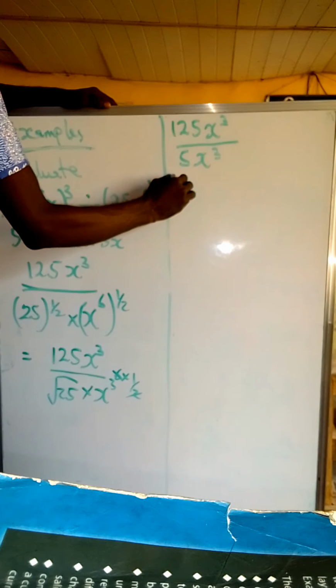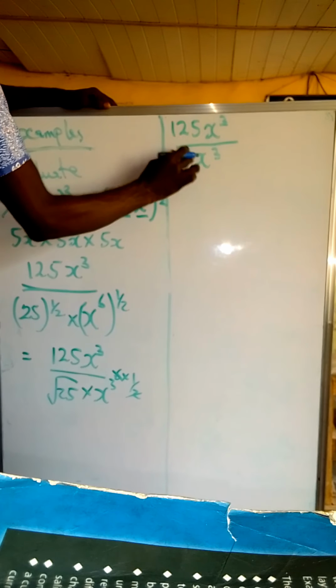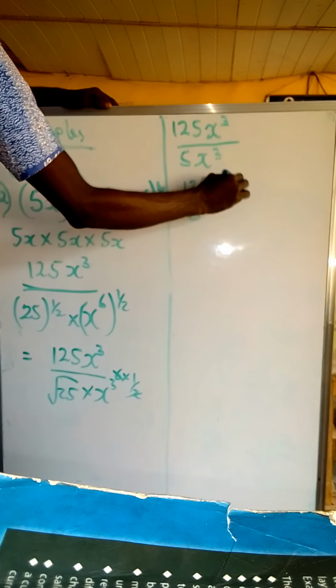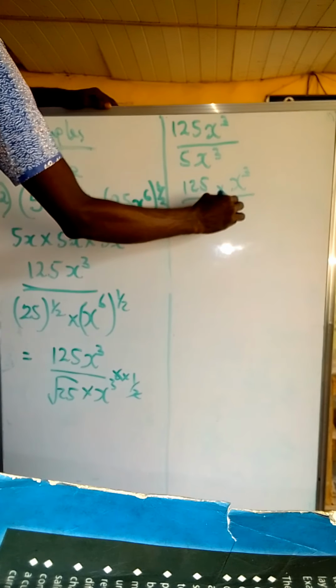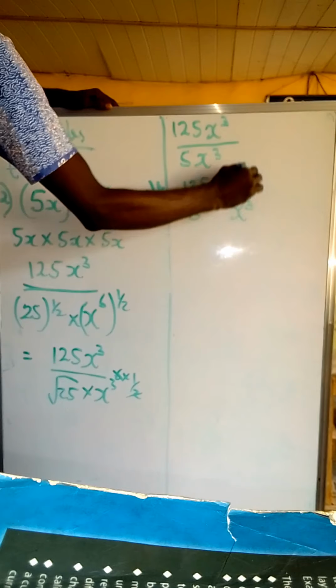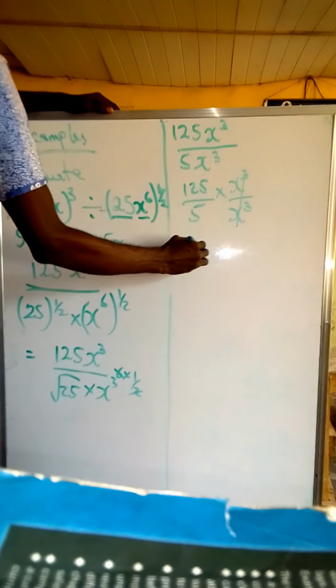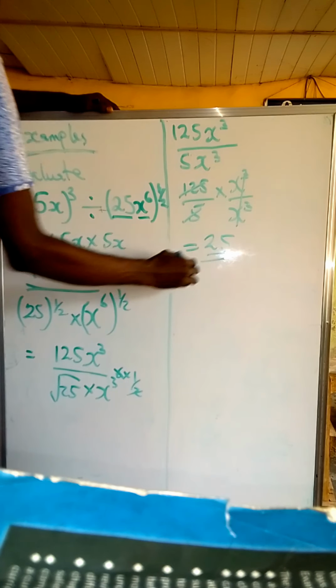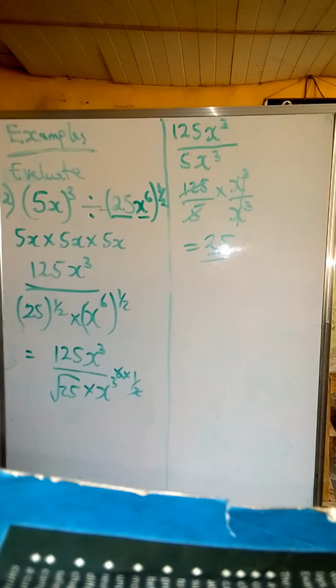So what do we have now? 125 divided by 5 multiplied by x raised to the power 3 divided by x raised to the power 3. These two cancel each other. So 5 in 125 is 25. So our answer is 25.